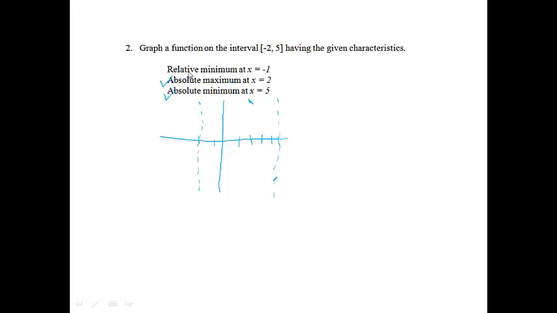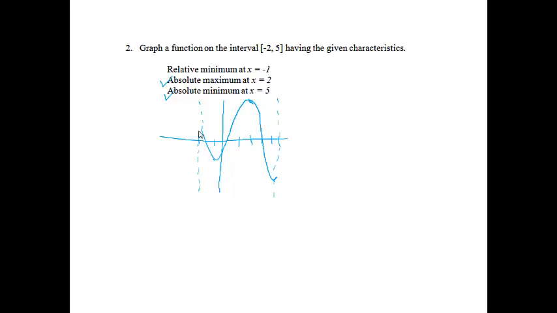Okay, I need to have a relative minimum at x equals -1. So over here somewhere, it's not going to be the minimum, but it's going to be close to it. So I'm just going to put something right there. So basically what needs to happen, although your graph can totally look different than this, I'm going to start anywhere that I want at -2, and I'm going to come down, and then I'm going to go back up, and then I'm going to come back down.